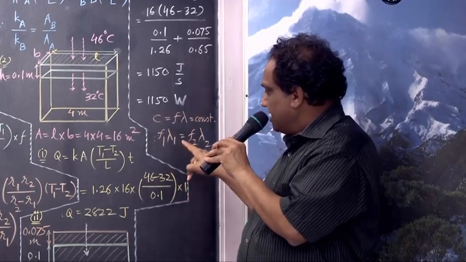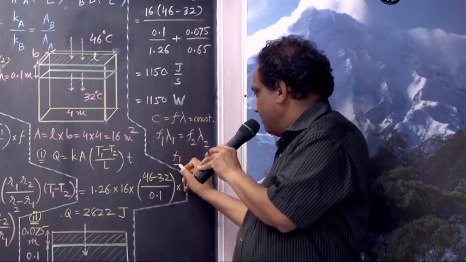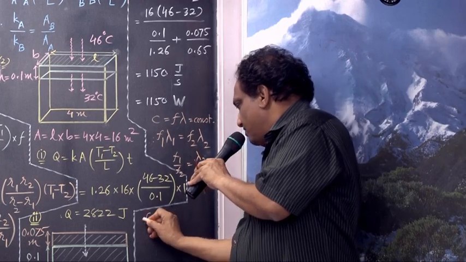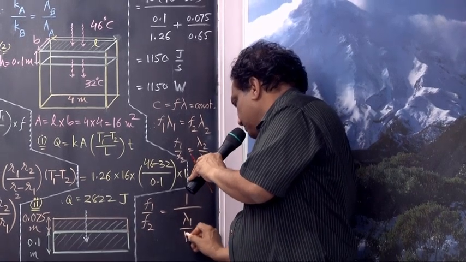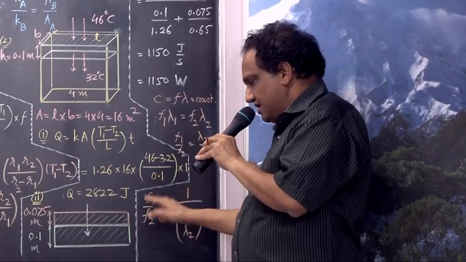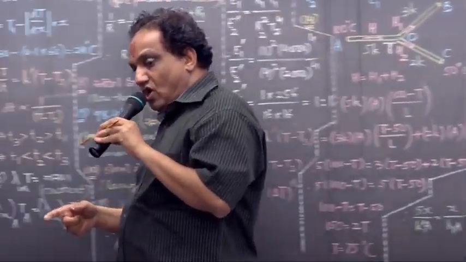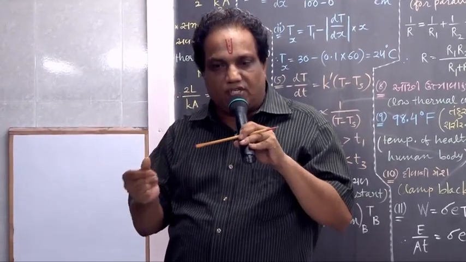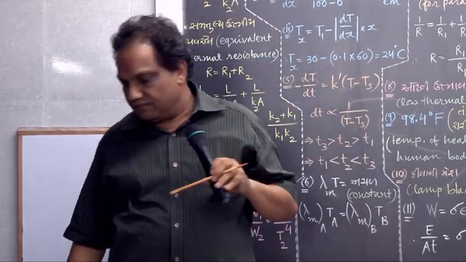Correct? Or sometimes they ask for the ratio of frequency. So you find out F1 upon F2. It will be lambda 2 upon lambda 1. Correct? So F1 upon F2, you can write 1 upon lambda 1 upon 1 upon lambda 2. So the ratio of frequencies is the reciprocal of the ratio of wavelengths. Suppose it is 3 is to 4, then the ratio of frequency will be 4 is to 3. Got it? That simple relation you must remember. Next.